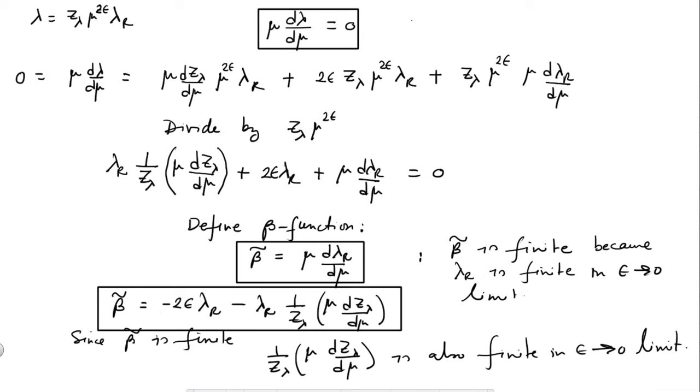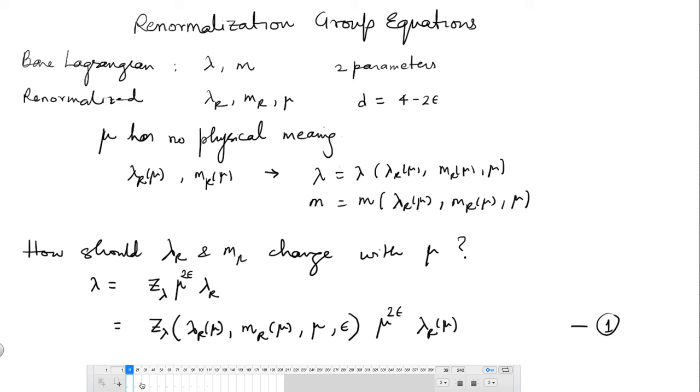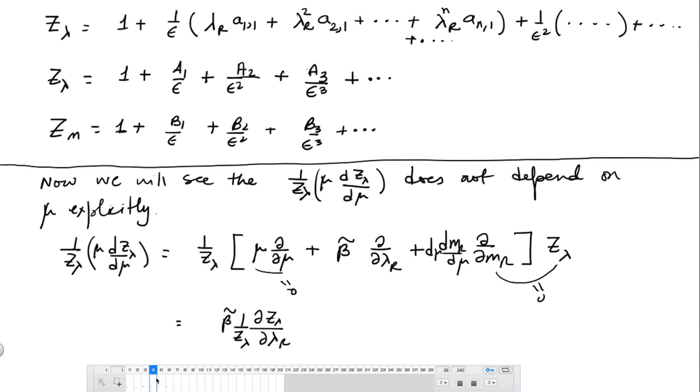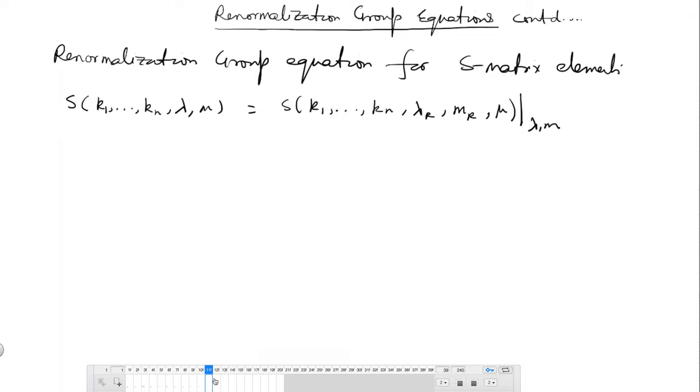I think it was in another file. Anyhow, you can go back and see that we had shown that if you write the S matrix elements using the bare parameters or renormalized parameters and renormalized fields, they have the same expressions. Now I'm going to utilize that.